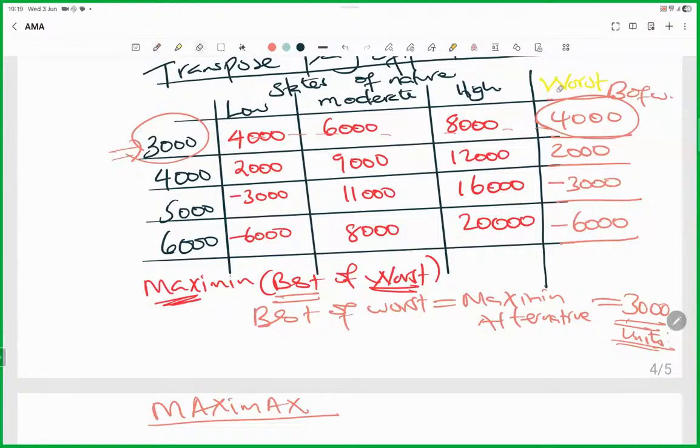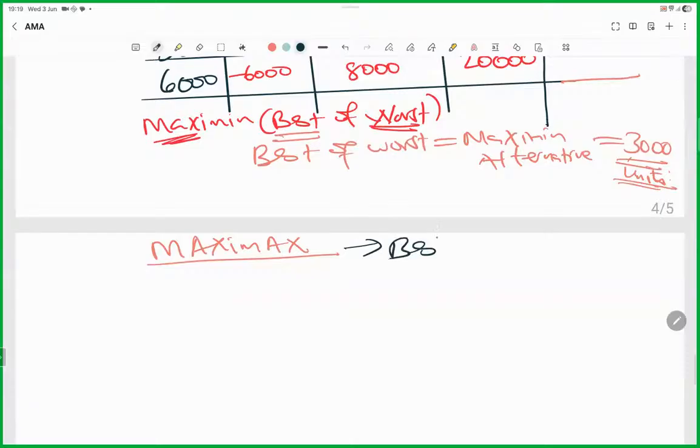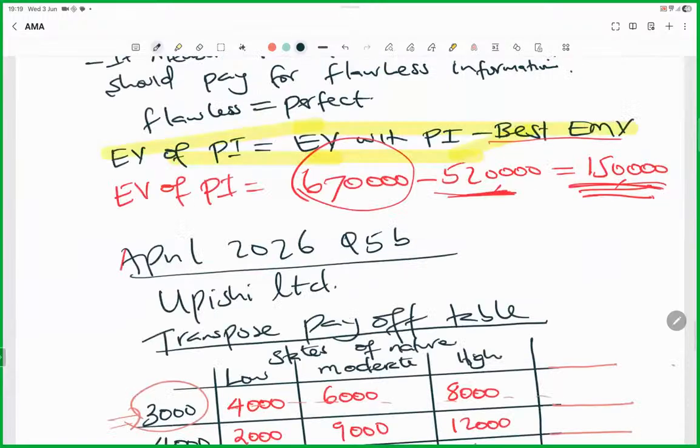So now, my very good students, I want to go to this one here. They are calling what here now? Maxi, what comes to my mind? Best of the best. So you come and create a column here.